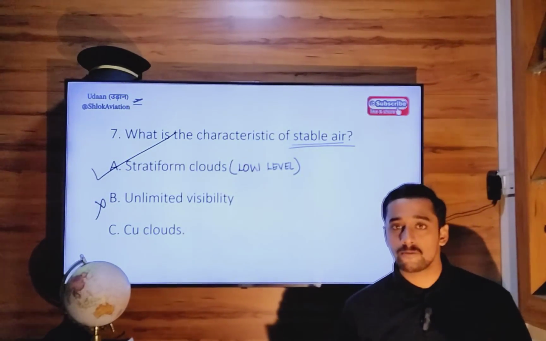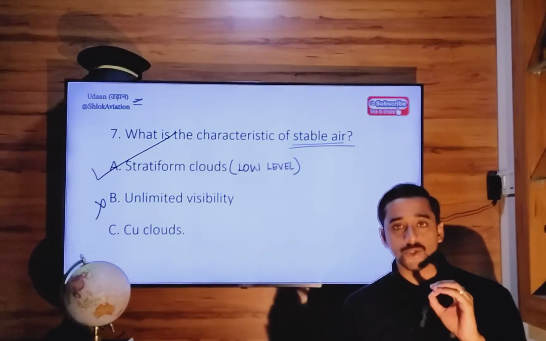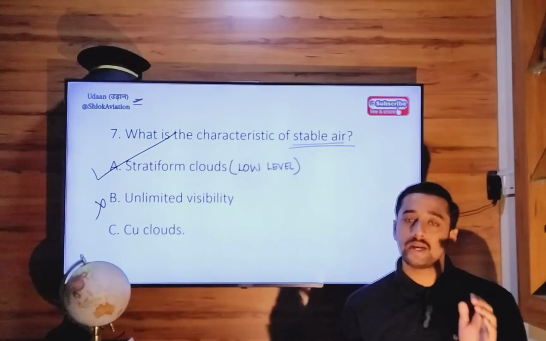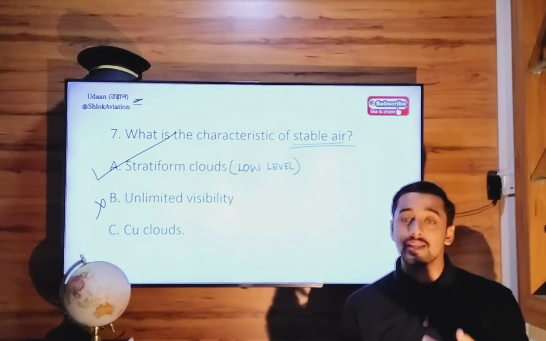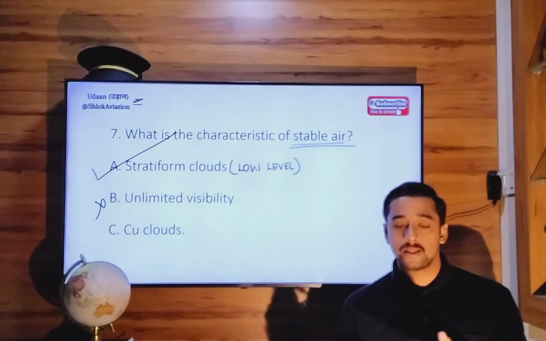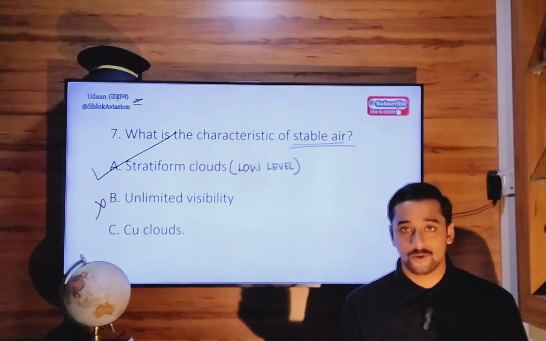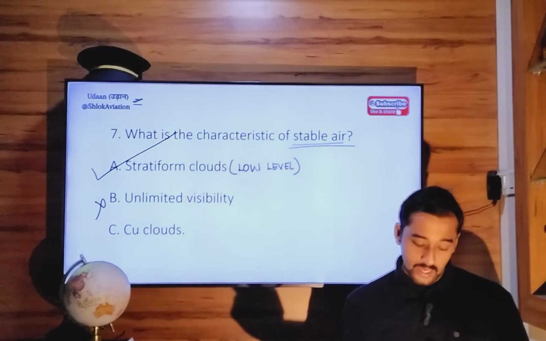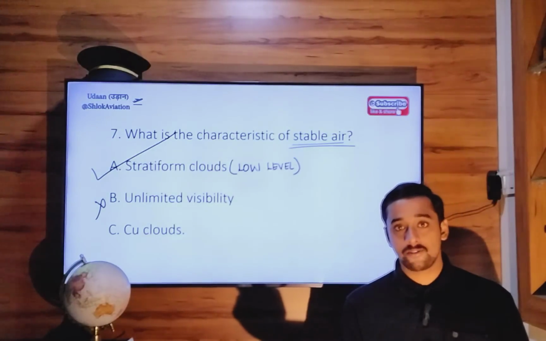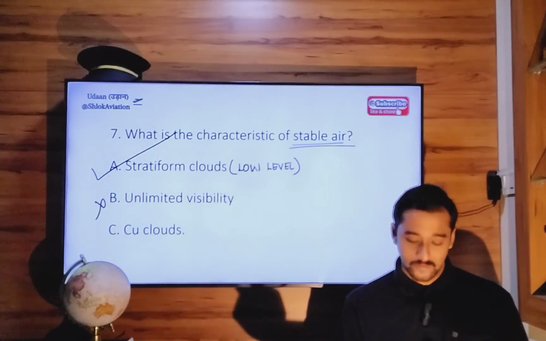If there is no turbulent mixing, these pollutants will remain suspended in the atmosphere, which will decrease visibility, which may result in condensation. Fog will happen if there is high humidity in the atmosphere. So visibility will not be unlimited. On the contrary, it will be poor or very bad.